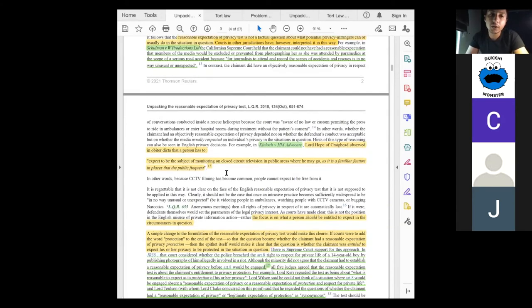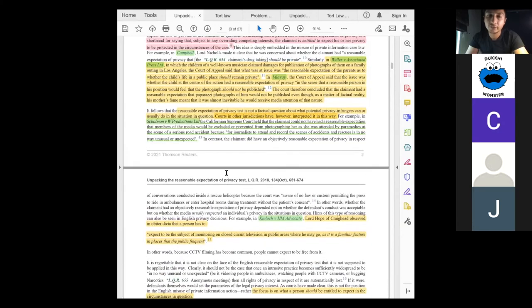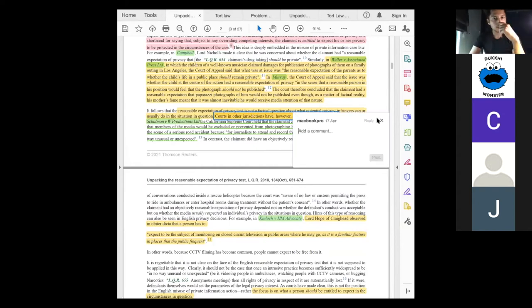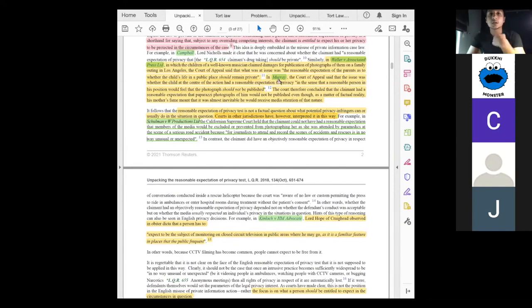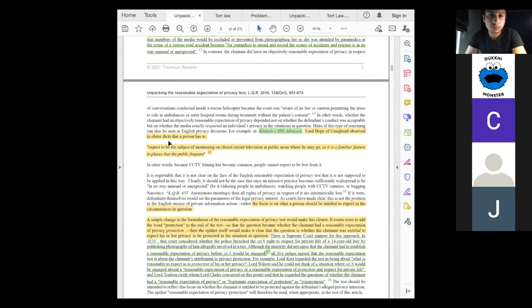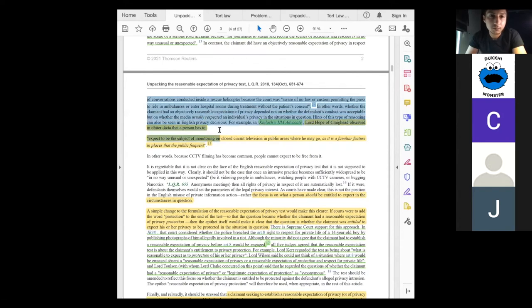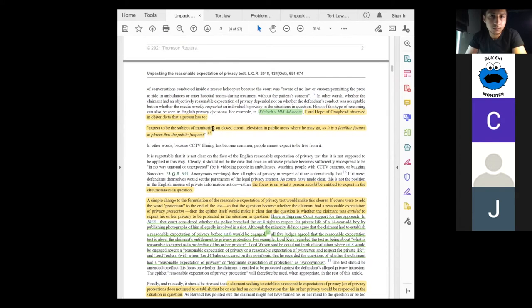Where are you reading from? Where are you referring to, rather? The one you highlighted, Kinloch against HM Advocate, Lord Hope observed in obiter. She cites the case of Weller and Murray, and then she says that it follows that the reasonable expectation of privacy test is not a factual question. Below that. Well, this is the first paragraph of the third page. Yes, thank you. This one? I don't know how to spell it. Kinloch against HM Advocate, Lord Hope. Okay.